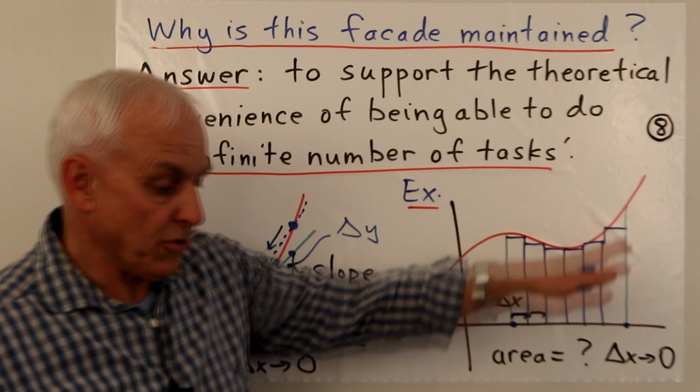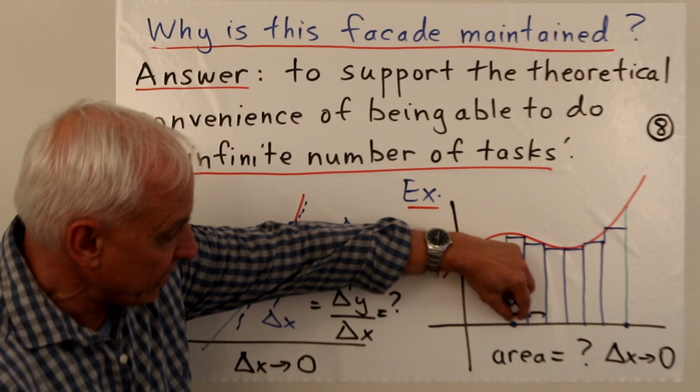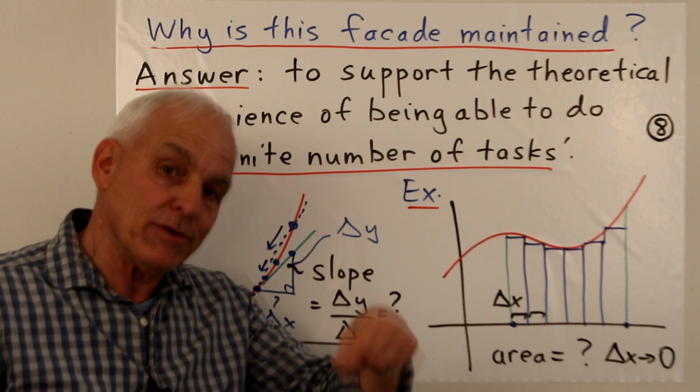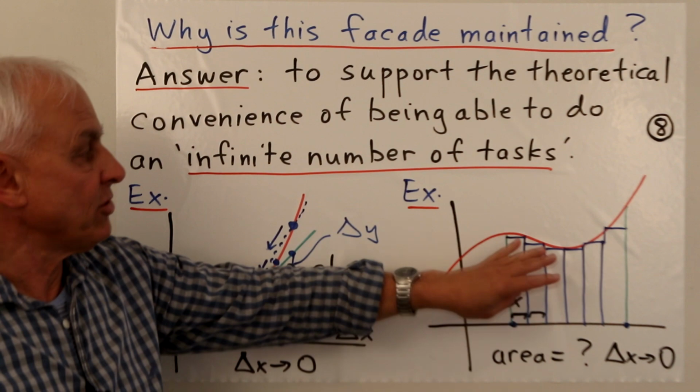Well, that's not exactly the same as the area under the curve, so then we have to repeat the process by making the change in x smaller. So we replace the calculation with another calculation involving a smaller change in x. And then we keep on doing this. So again, we have to do it over and over again, and take that sequence and take an infinite limit of that sequence. So again, it's very important to be able to do this infinite number of tasks if you're a classical analyst.